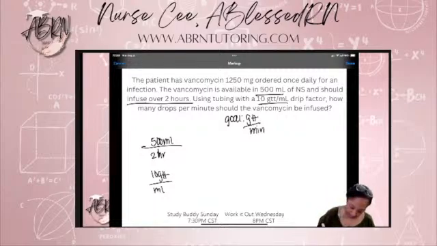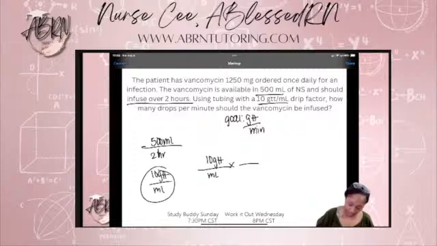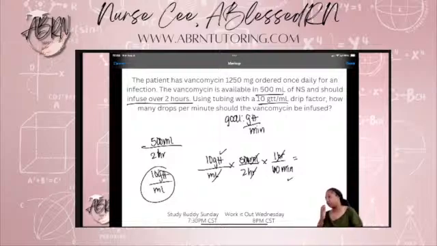So if I'm looking for my drops on the top, I'll do 10 drops per milliliter, okay? Then I've got my 500 milliliters over 2 hours. Milliliters crosses out, and now I've got hours at the bottom. So then I'll do 1 hour over 60 minutes. Hours crosses out, and now I've got drops on the top and minutes on the bottom. You see, I've done all of these problems and they look different, right? But I did it the same way.